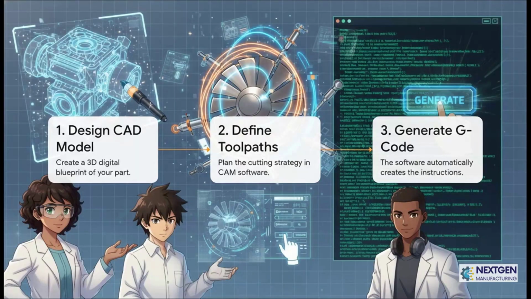So here's what the modern workflow looks like, and it's pretty slick. Step 1, you design your part in a 3D CAD program. Step 2, you import that model into your CAM software. This is where you become the strategist. You visually decide what tools to use, how deep to cut, all that good stuff. And then step 3, you hit go, and the software just, poof, spits out thousands of lines of perfect, error-free G-code, all on its own.